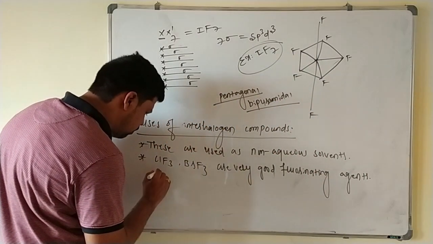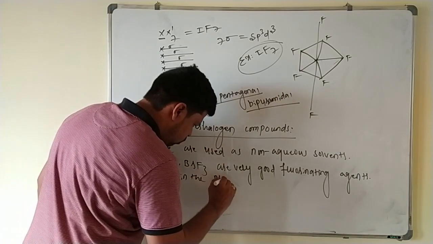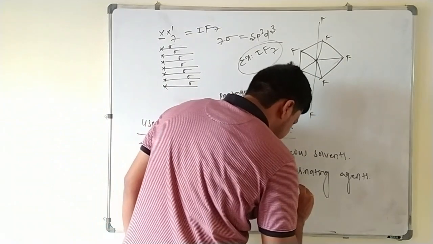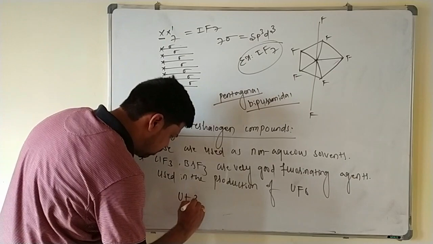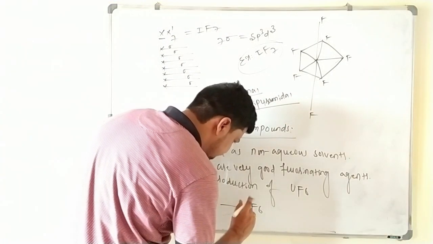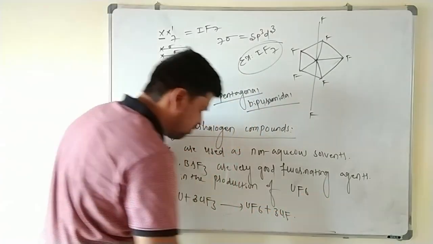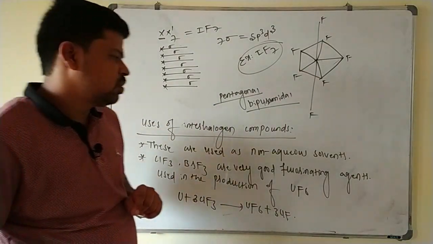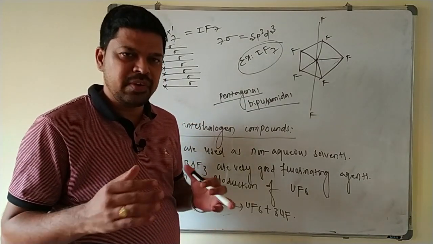They are used in the production of UF6, that is, U plus 3 ClF3 gives UF6 plus 3 ClF. In this way these are used as very good fluorinating agents. So this is about the uses of interhalogen compounds, and this completes group 17 of the p block elements.